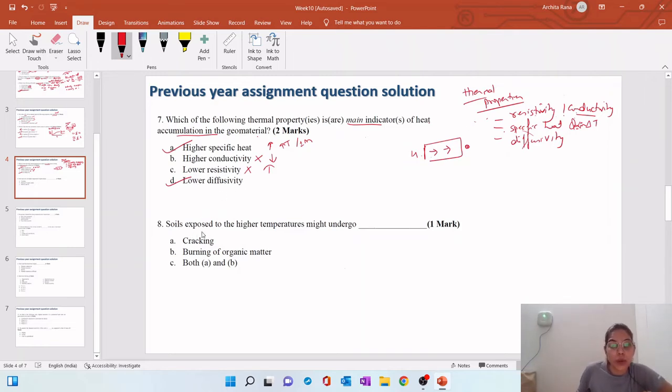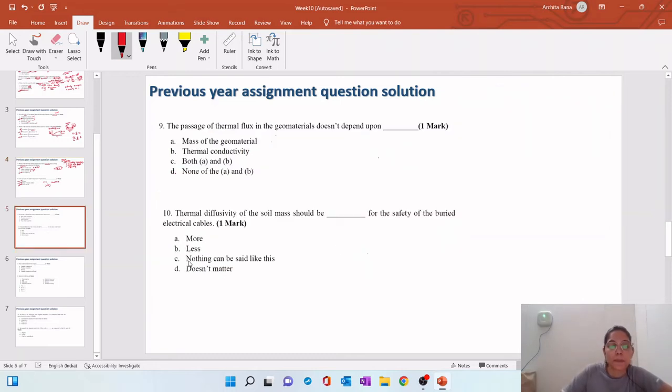Next is soil exposed to high temperature might undergo. If you increase the temperature, the moisture content decreases, and if moisture decreases, the soil becomes dry and starts developing cracks. So cracking will happen, and soil has organic matter, and this organic matter is susceptible to temperature. With an increase in temperature, organic matter should also burn. So the answer is both A and B.